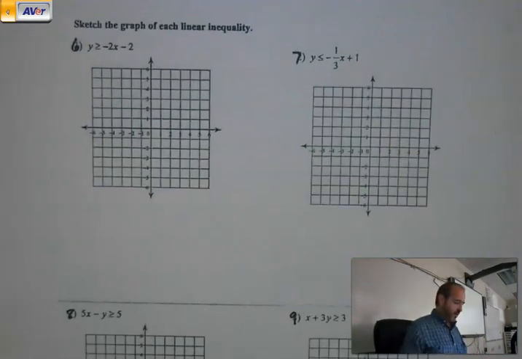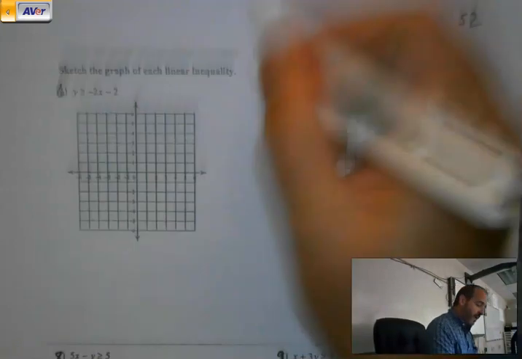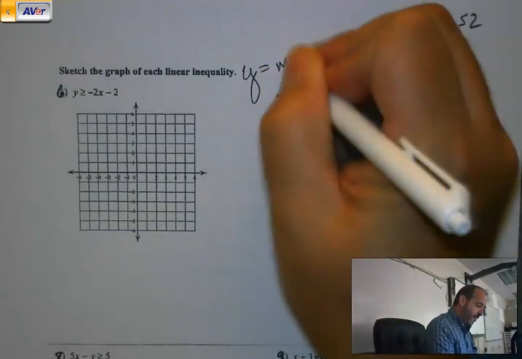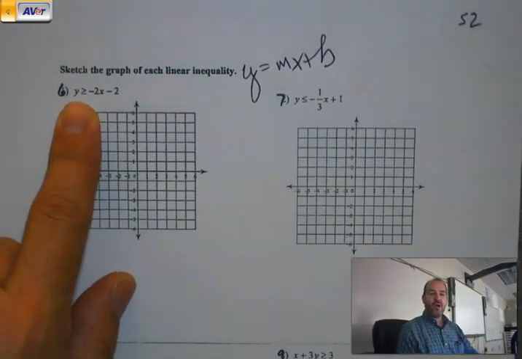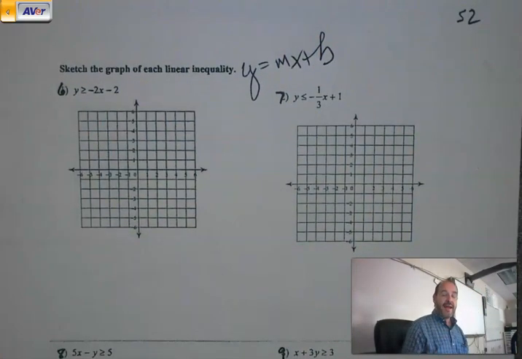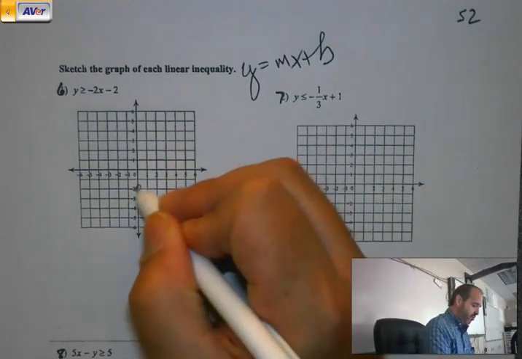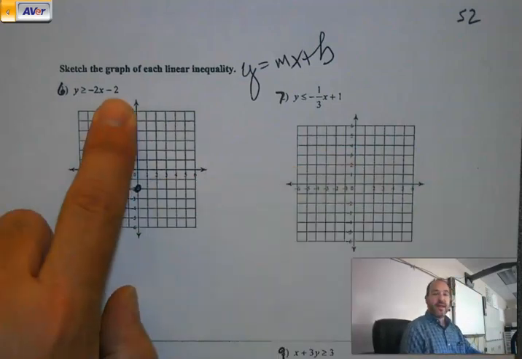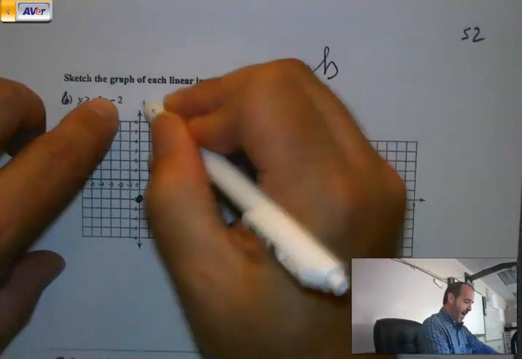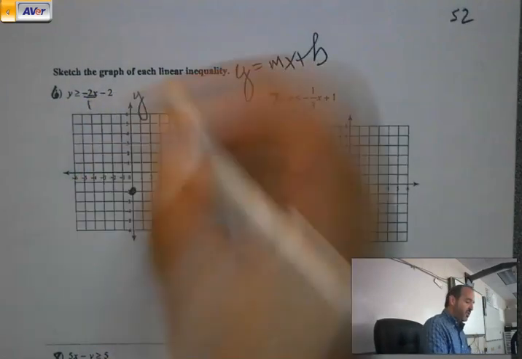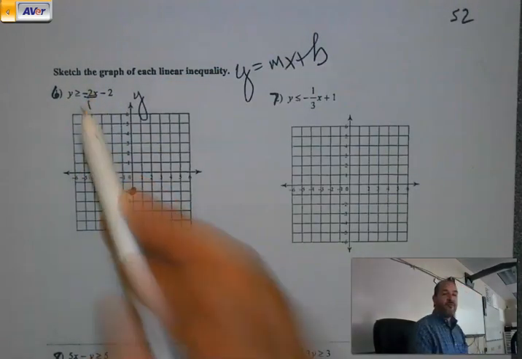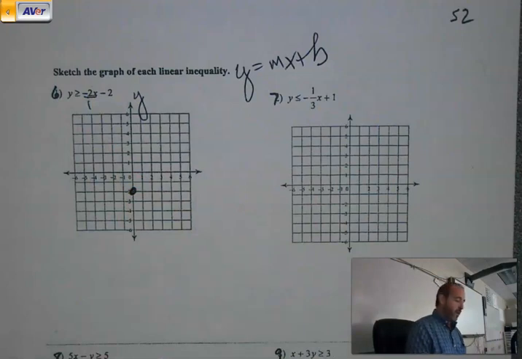Sketch the graph of the linear inequality. Okay, we want things to be in slope-intercept form. If they're in y equals, I know it's an inequality arrow, but the idea is the same. I can just graph this line. So, negative 2 is my y-intercept. That is my first point on the y-axis. And whenever we see slope, whenever we see the number in front of x, that's always rise over run.